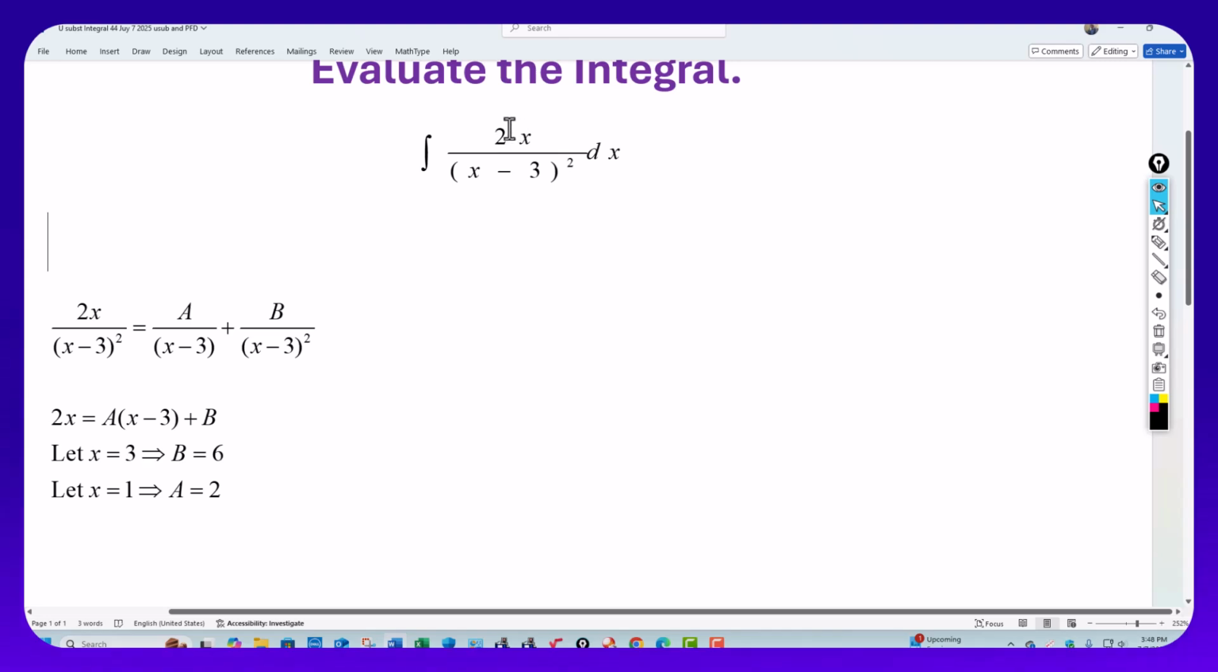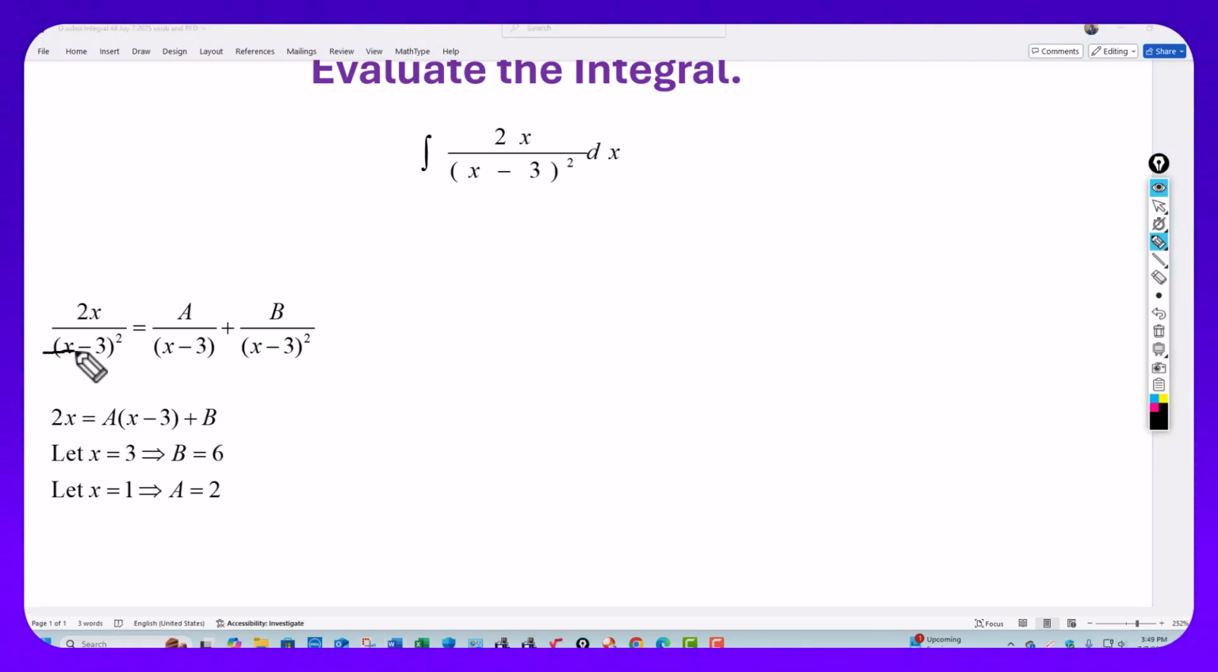So the idea then is to take this integrand, 2x over (x minus 3) quantity squared, which has repeated factors. This will be your setup: 2x over (x minus 3) squared, and then it'd be constant a over x minus 3. Because it's repeated, then we have another one, constant b over (x minus 3) quantity squared. And then we clear the fractions by multiplying by the LCD, which is (x minus 3) quantity squared. So that's going to clear. When I do that, this is going to be canceled out. I'm going to get 2x.